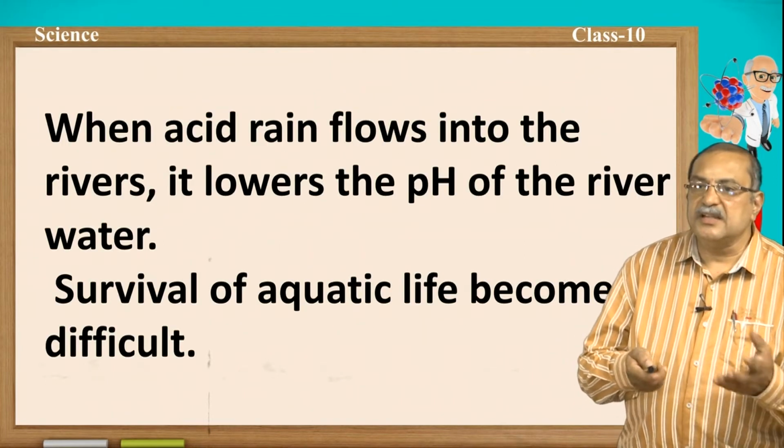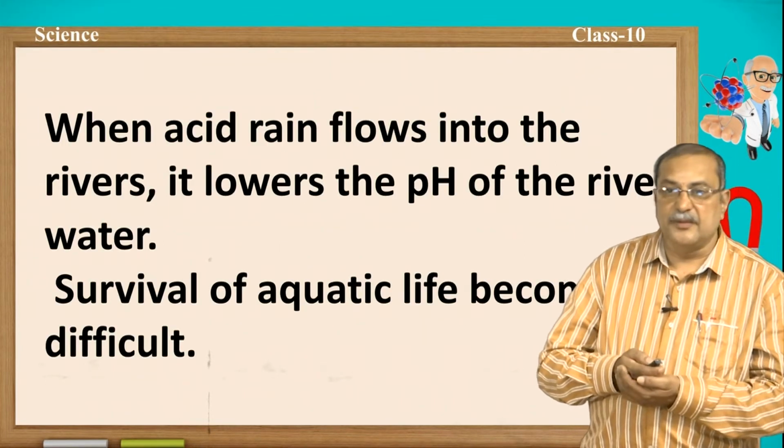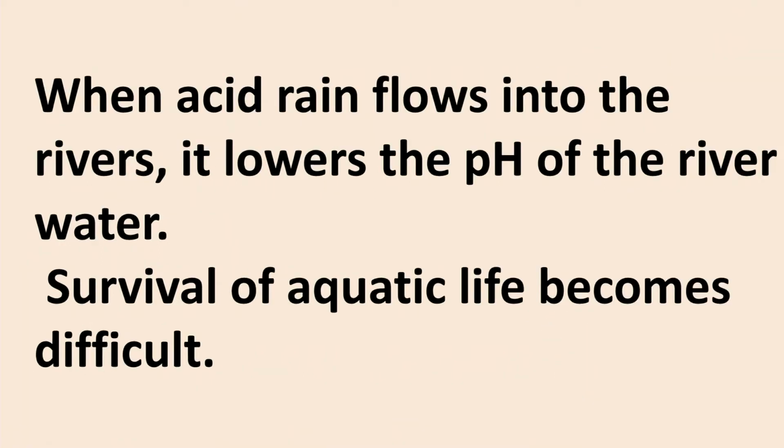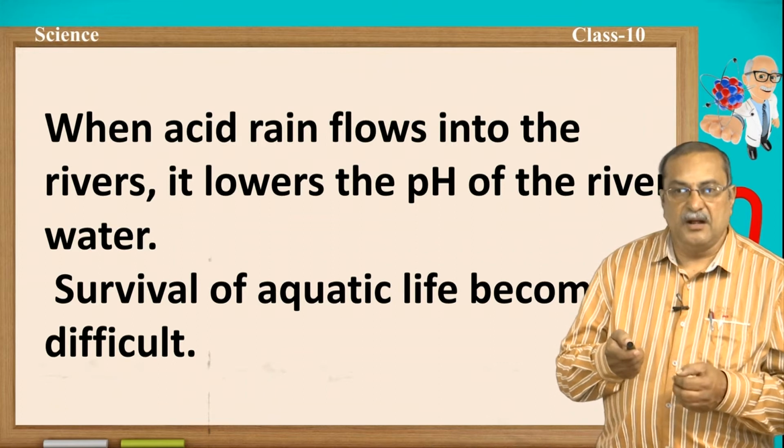When acid rain flows into the rivers, what will happen? The pH value of the river is going to be reduced. At that time, the survival of aquatic life becomes very difficult. Aquatic life means fauna and flora. Fauna means animals, flora means plants. So, they cannot survive at such pH values, it is very difficult. Even for other animals, if they drink it, it is dangerous because it is more acidic in nature, so it causes several diseases also. So, acid rain should be avoided.